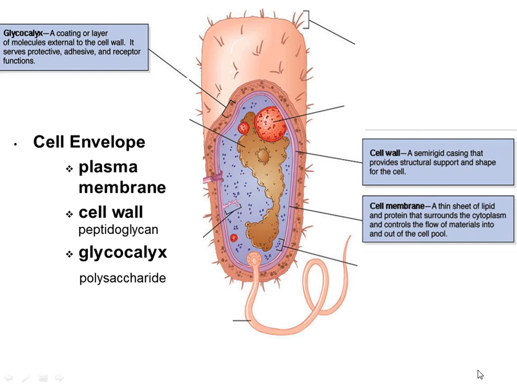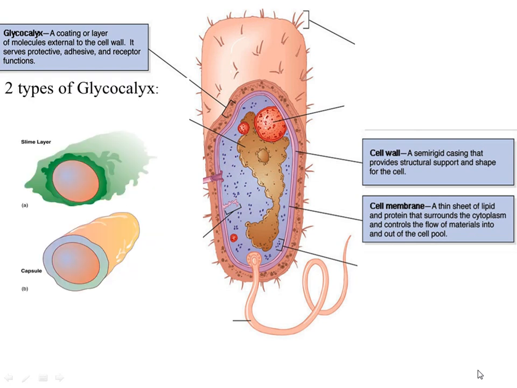Let's talk for just a moment about the glycocalyx, because it can take different forms depending on what type of bacteria we're looking at. If the glycocalyx has a very loose structure, and that's that outside covering that you see on the very, very outside, if it has a very, very loose covering, we call it a slime layer, and it's slimy. For those bacteria that have that type of glycocalyx, it's used to help the bacteria adhere to surfaces. They stick.